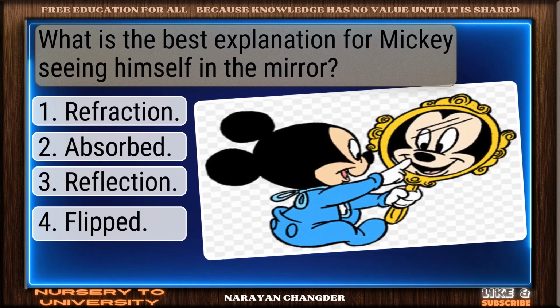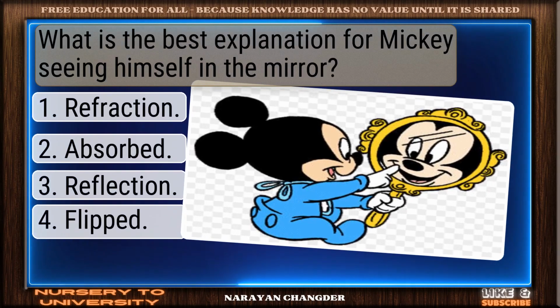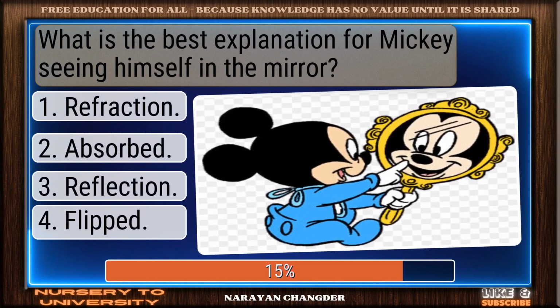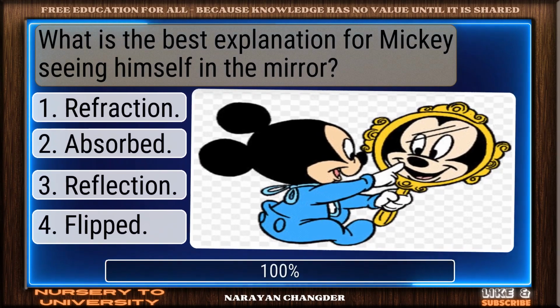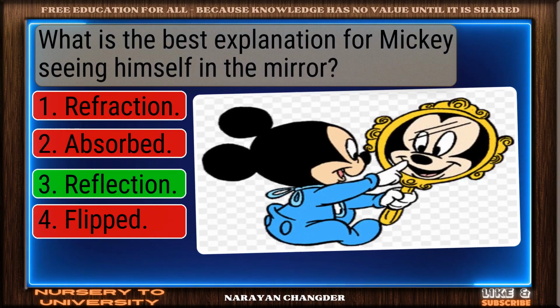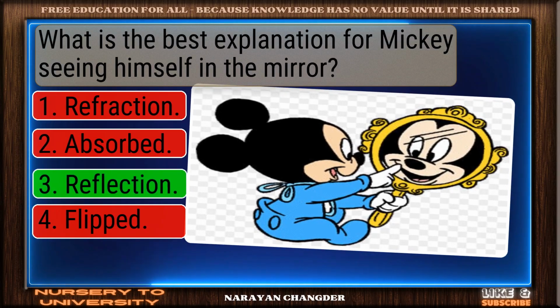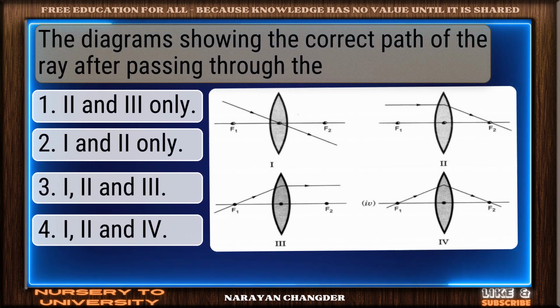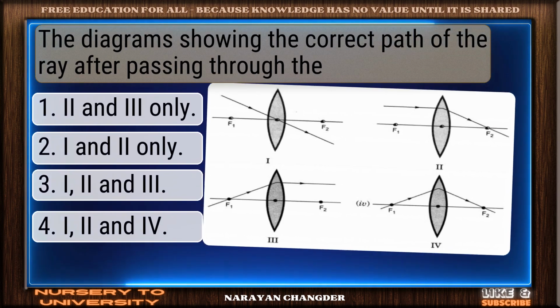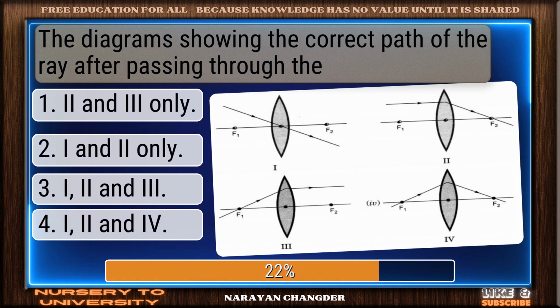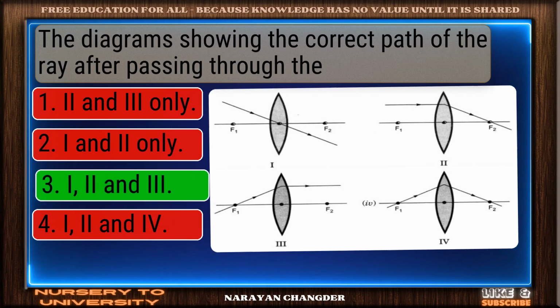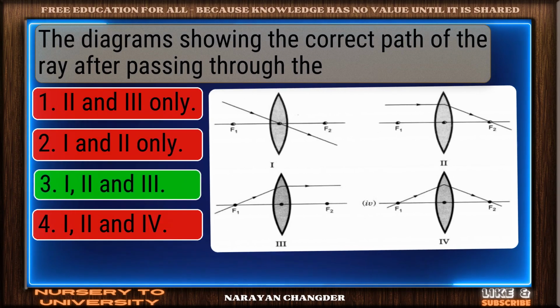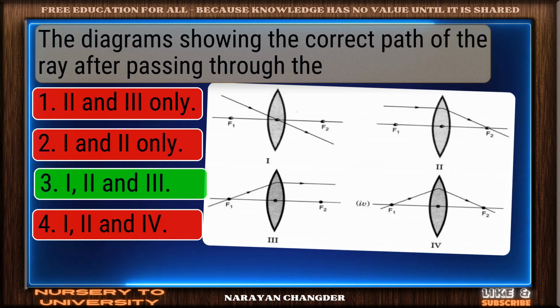What is the best explanation for Mickey seeing himself in the mirror? Nice selection. Reflection is the correct and valid answer. The diagrams showing the correct path of the ray after passing through the... Clear logic. Your choice, I and IA, is sound.